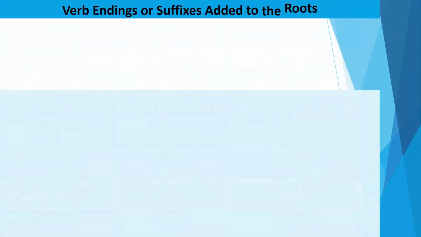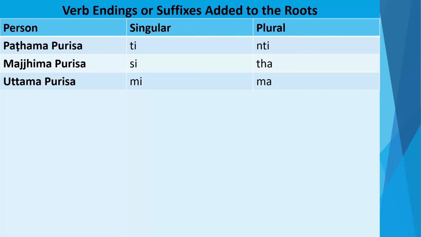Now let's see the verb endings or suffixes added to the roots. Persons, singular and plural. Pathama Purisa, the suffix ti is added in the singular form. In the plural form, you add nti. Majjhima Purisa singular, si. Plural, tha. Uttama Purisa singular, mi. Plural, ma.